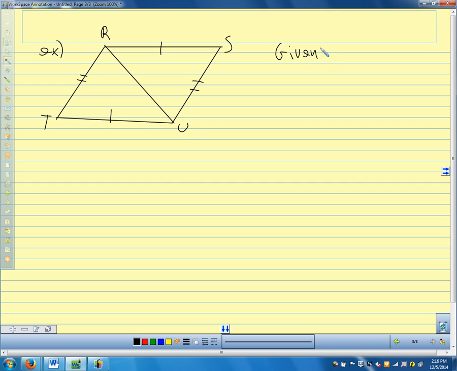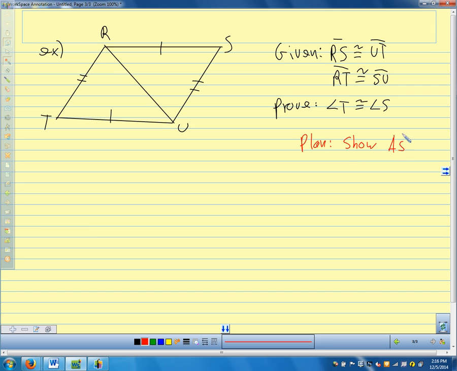And we're given, guys, segment RS congruent to segment UT, and that segment RT is congruent to segment SU. And we want to prove that angle T is congruent to angle S. We want to show those two angles are congruent. So our plan again, show that the triangles are congruent, then use CPCTC. So here's our statement and our reason.